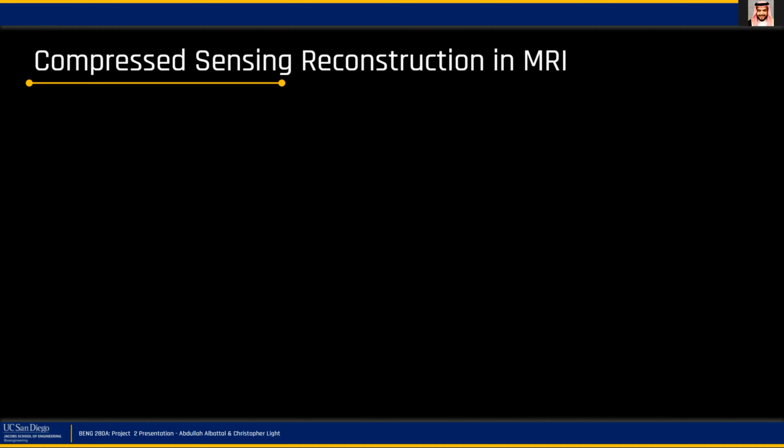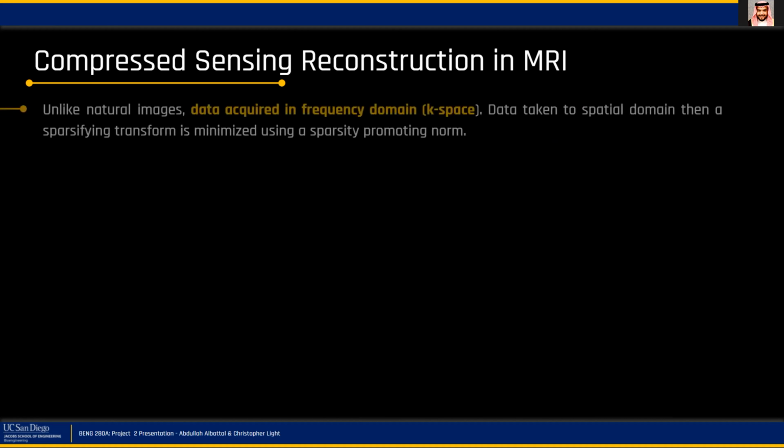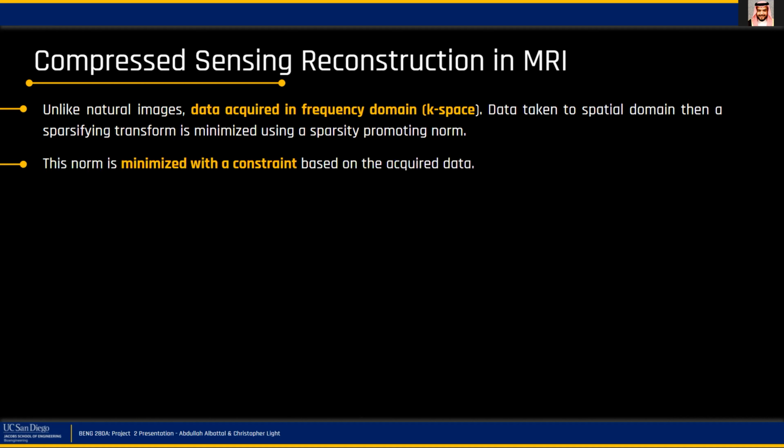Now, in MRI imaging, unlike natural images, data is acquired in actually the frequency space. And then data is taken to the spatial domain. Then a sparsity transform is minimized using a sparsity-promoting norm. Now, the k-space data has some inherent structure that we know of, and some of my colleagues have talked about that there is a higher density of samples in the middle. So it doesn't make sense to completely randomly sample, knowing that we have a lot more information in the middle, and that's one of the things that we're going to uncover. The norm is then minimized subject to the acquired data.